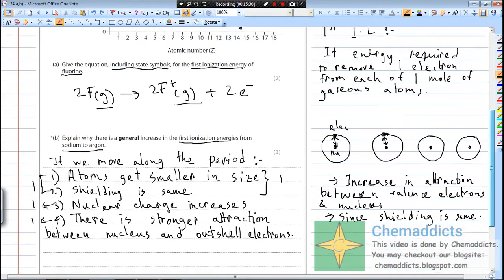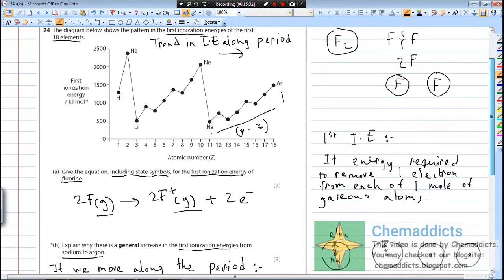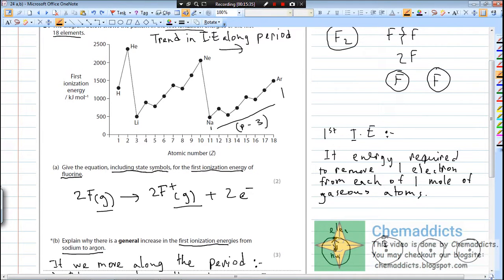Okay? So that is why there is generally an increase in the first ionization energies from sodium to argon. Later on we will discuss why there are dips in this graph. In the next tutorial we're going to discuss why there are some dips in the graph.